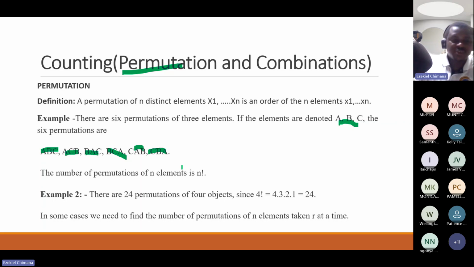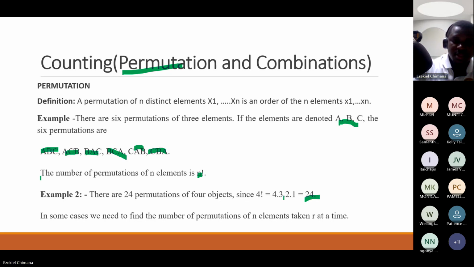So sometimes it's not easy for you to pick that you're going to have 6 permutations. Why? Because it's not easy for you to just combine all this. Maybe you can make an error there. So sometimes you need to know that the number of permutations of any elements is just n factorial. If you are required to find the total number of permutations that you can form from a given set of elements, just say n factorial, where n is the total number of elements involved in making those permutations. So there are 24 permutations of 4 objects, since 4 factorial is 24.